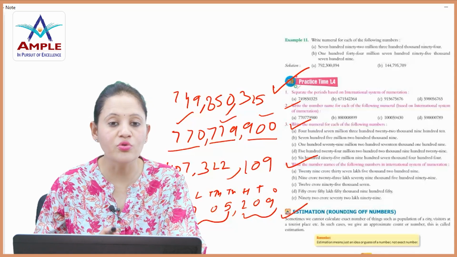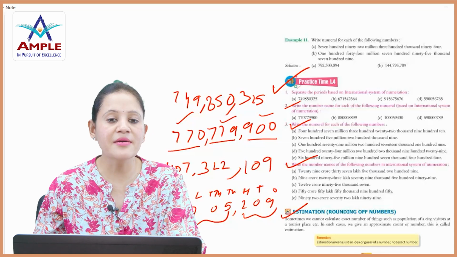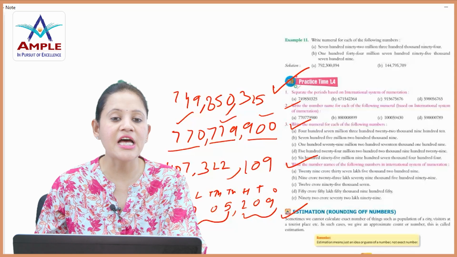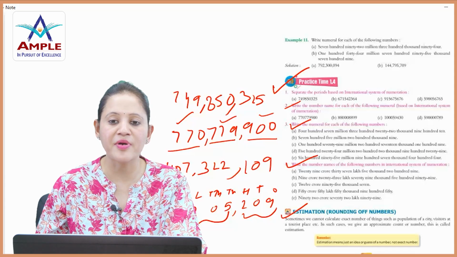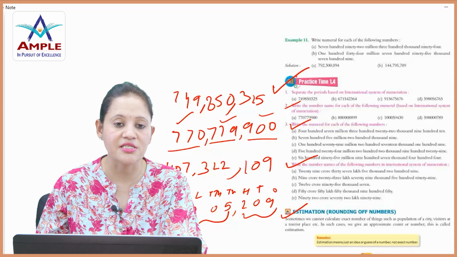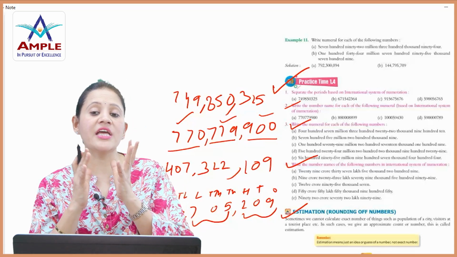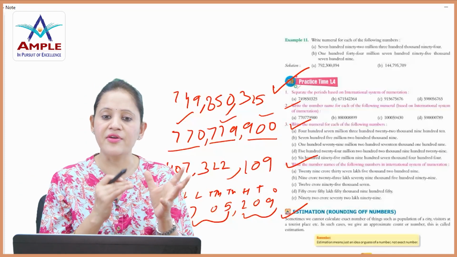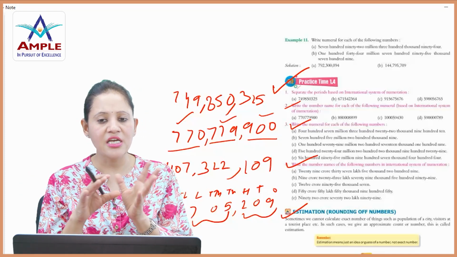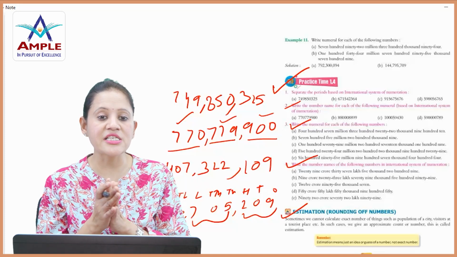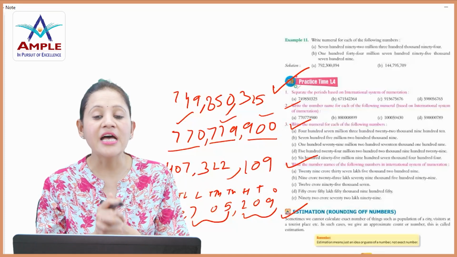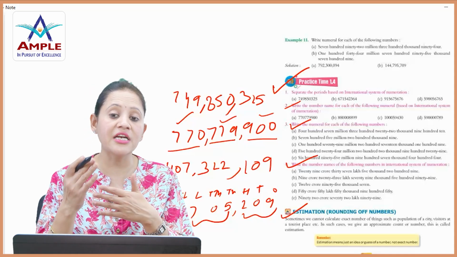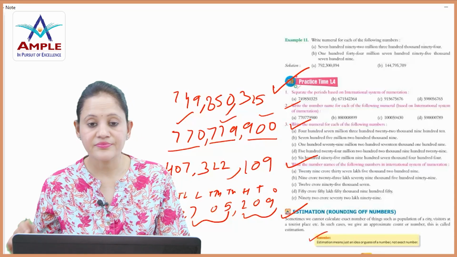Next, estimation or rounding of numbers. Now we will learn how to estimate or round off a number. Sometimes we cannot calculate the exact number of things such as the population of a city, or visitors at a tourist place. In such cases, we give an approximate count of the number. This is called estimation. Sometimes we cannot give the exact number because the number is very large or for some other reason, so we give an idea that is near to that number. That is known as approximation or estimation. Clear? Estimation means just an idea to guess the number, not the exact number. It could be more or less than that.